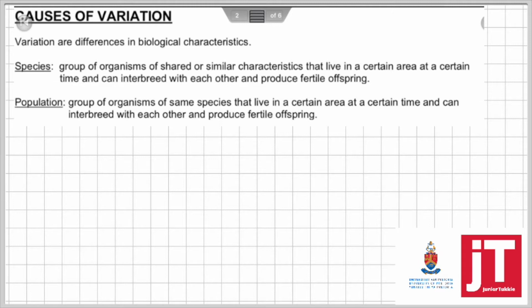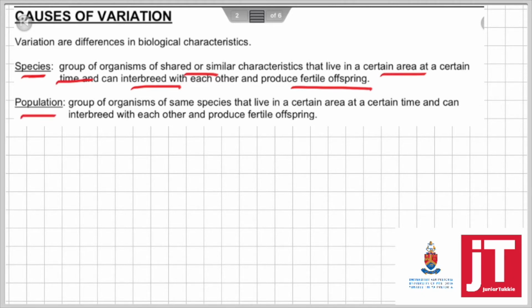definitions. The first one is a species definition. A species is a group of organisms of similar or shared characteristics. These organisms live in a certain area at a certain time and can interbreed with each other and produce fertile offspring. So we belong to the species Homo sapiens sapiens.